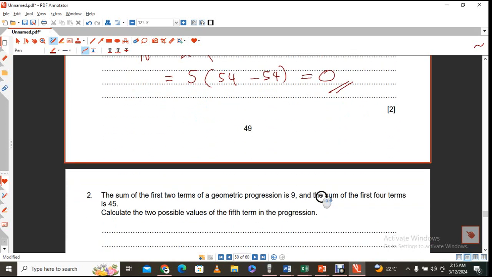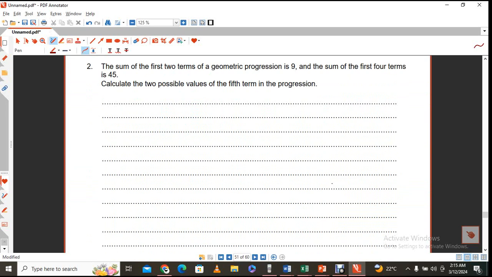Okay, so that takes me to question 2. It says the sum of the first 2 terms of a GP. Again, perhaps necessary that you highlight the fact that you are now busy with a geometric progression, and you write down the information that we have. So the sum of the first 2 terms is equal to 9.